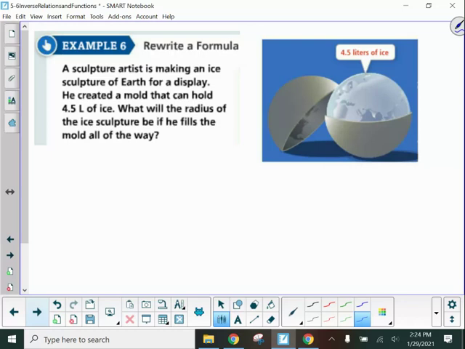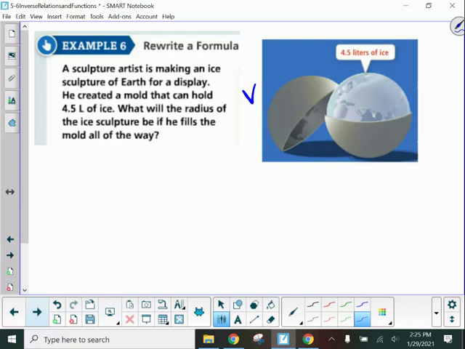The last thing we're going to look at is a word problem here. We have a sculpture artist making an ice sculpture of Earth for display. He created a mold that can hold 4.5 liters of ice. So that's going to be the volume of this. The volume is 4.5 liters. It says, what will the radius of the ice sculpture be if he fills the mold all the way?